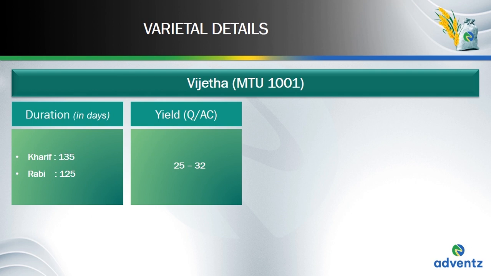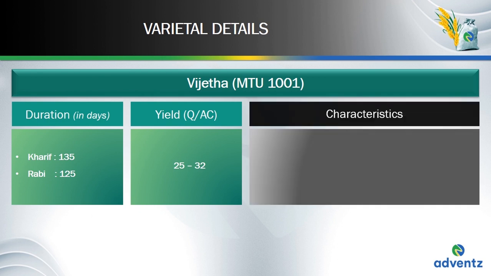This variety, when planted in the Kharif season, takes 135 days to mature and in Rabi takes 125 days to mature. Vijeta gets a yield of 25 to 32 quintals per acre, and the characteristics of Vijeta is that it is lodging resistant, it is also susceptible to zinc deficiency, and it is resistant to BPH and the disease blast.